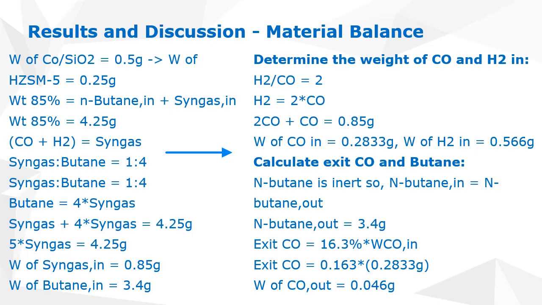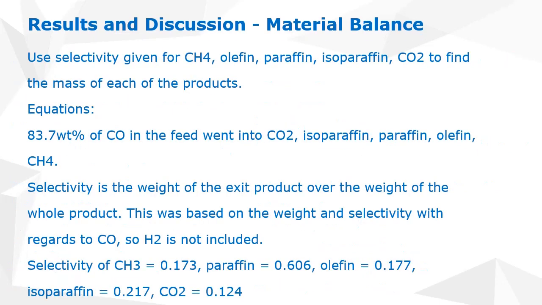The following material balance gave us the weight of carbon dioxide going in as 0.2833 grams and the weight of hydrogen going in as 0.566 grams. We can now calculate the exit of n-butane and carbon dioxide as 3.4 grams and 0.046 grams respectively. To help us with the material balance, we are going to use the selectivity given for methane, olefin, paraffin, isoparaffin, and carbon dioxide to find the mass of each of the products.